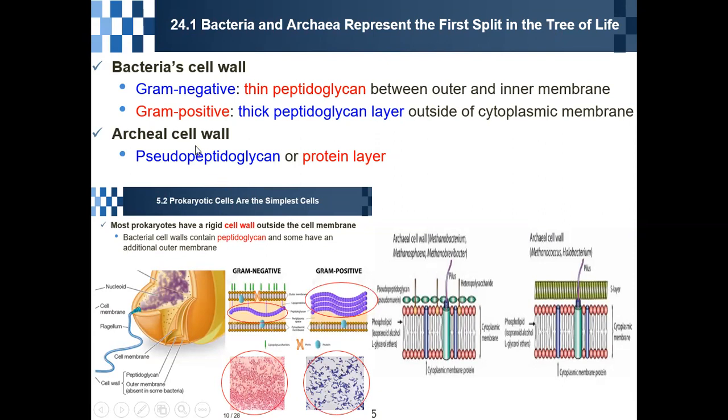However, the archaea don't have peptidoglycan, but they have pseudopeptidoglycan. Actually, this is not peptidoglycan. They have pseudopeptidoglycan, or they have a protein layer. We call it the S layer. Okay, so archaea are a little bit different from bacteria. So they have pseudopeptidoglycan or a protein layer, like this.